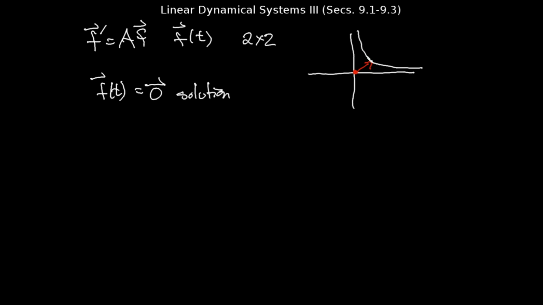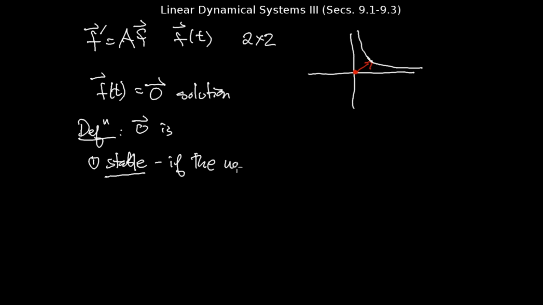And I want to make this a little bit more precise. So here's the definition. The 0 vector, the constant solution, is, the first definition, stable, if the new solution stays close to 0 for all time. So it doesn't have to go back to 0, but it can't go far away.